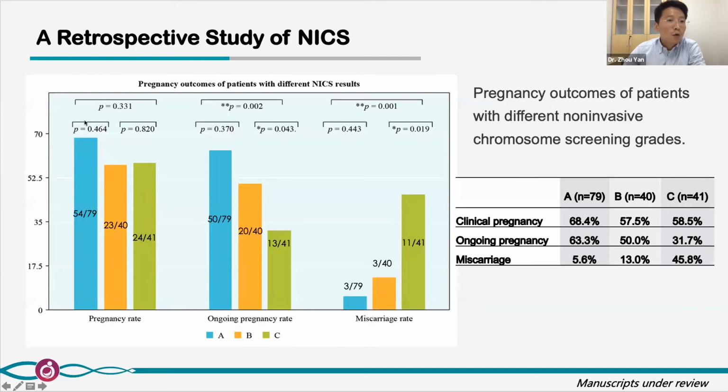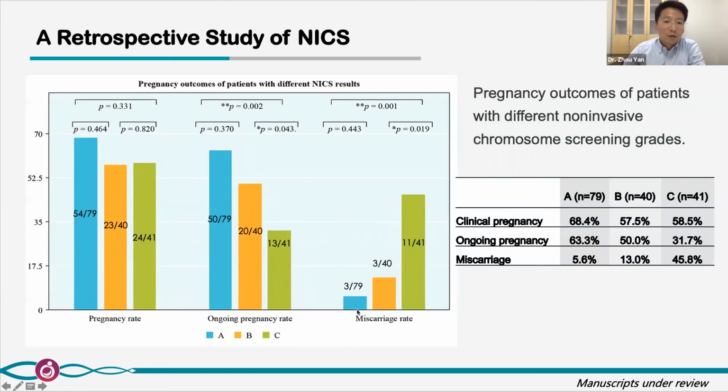So you can see there's no statistical significance in the pregnancy rate, but you do see an increased trend of a successful pregnancy rate of 68.4% versus around 60% for B and C grading embryos. But you do see a significant ongoing pregnancy rate in the group A embryos, which is 63% versus 50% for grade B and only 30% for grade C.